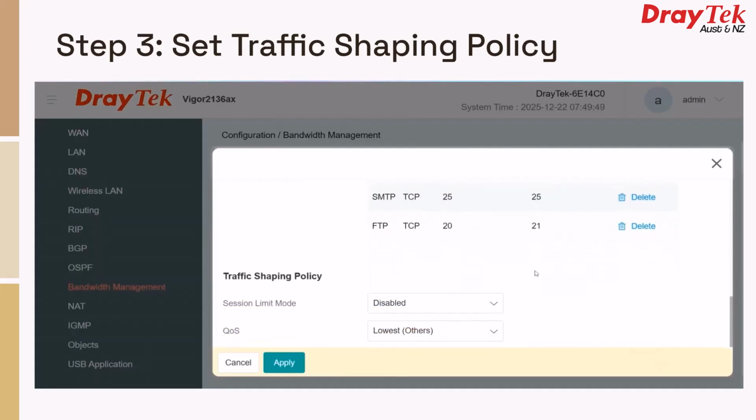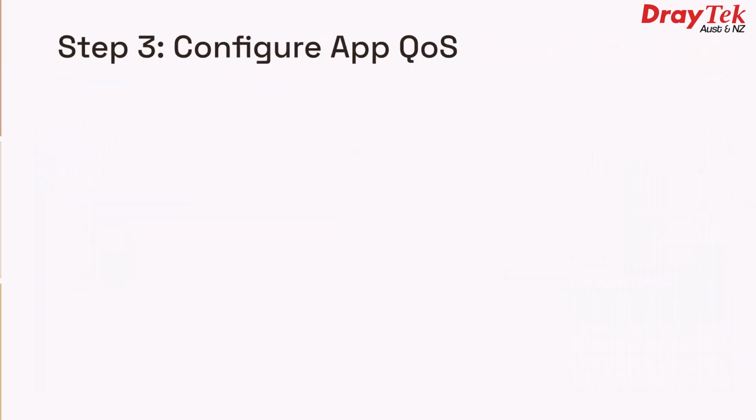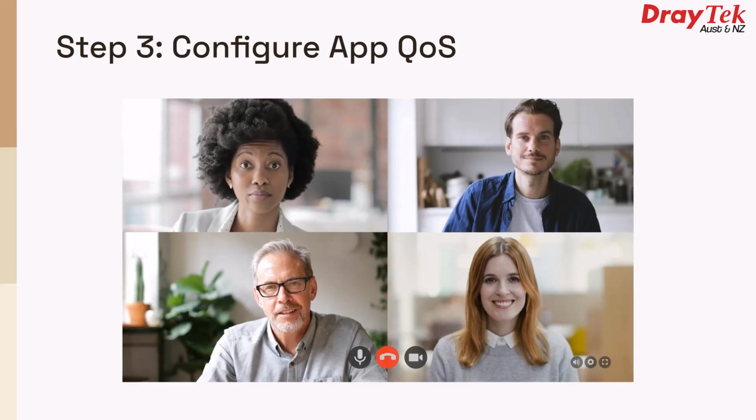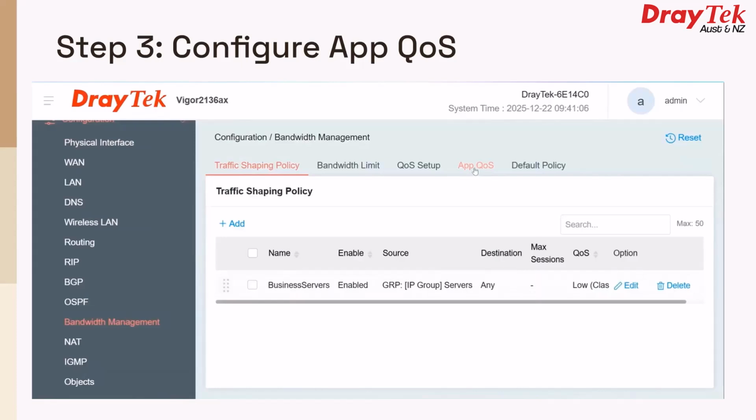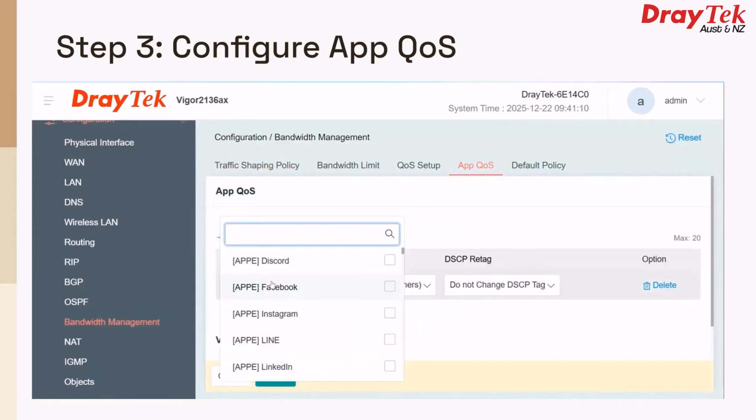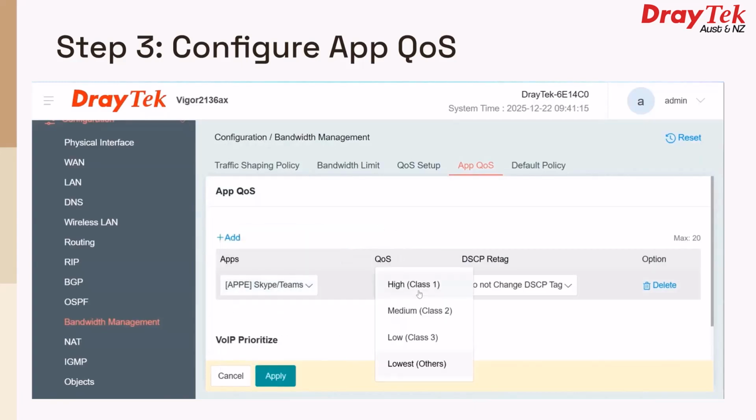At the bottom, you can also create a separate policy for general office browsing traffic by using service type as the matching criterion and assign it to a low QoS class. In DrayOS 5, you can also map specific applications such as Teams and Zoom using App QoS. Go to App QoS, click Add, select the application, for example Teams or Zoom, then assign it to Class 1. Leave DSCP retag as the default setting.